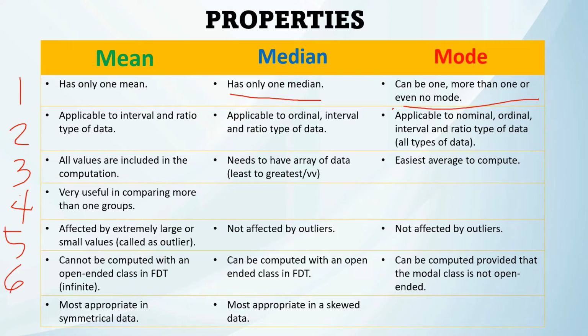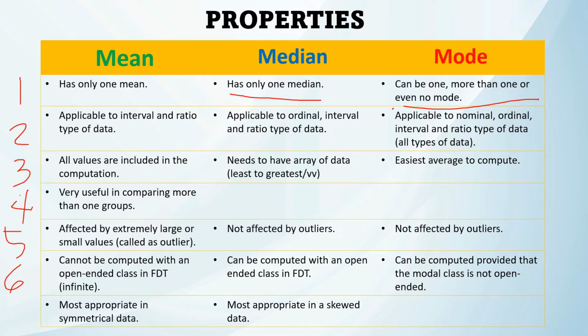Sixth row. So mean cannot be computed with an open-ended class in FDT. While in median, you can compute with an open-ended class in FDT, and mode also, you can compute the data in FDT provided that the modal class is not open-ended.